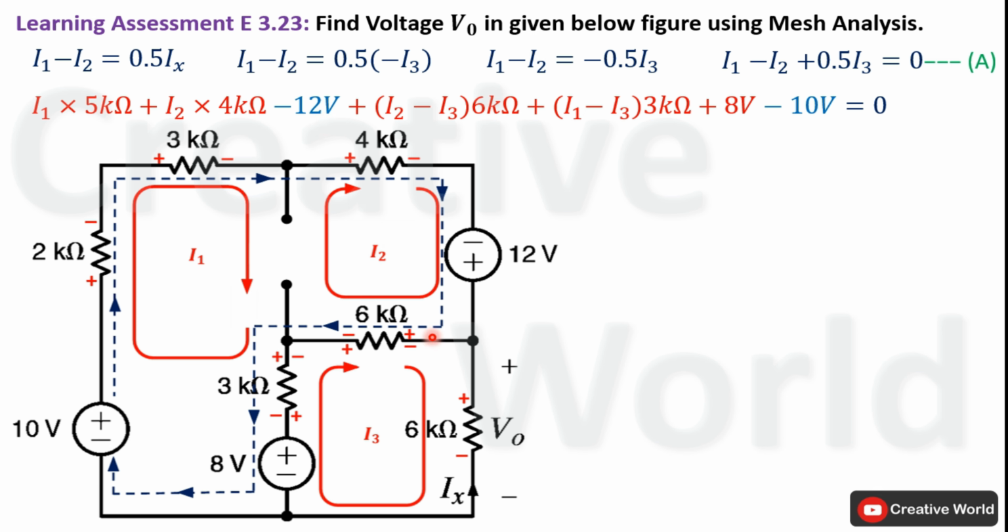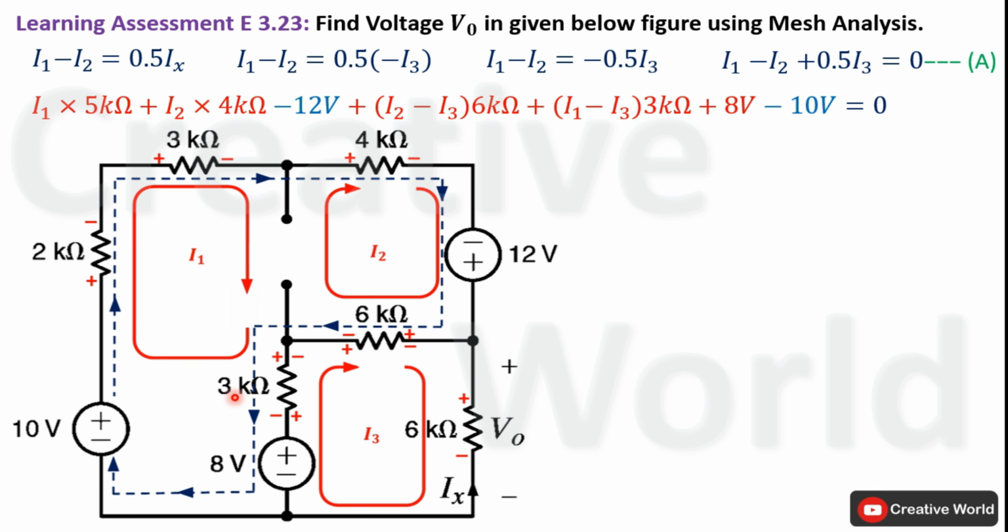Next, current entering terminal is positive, so voltage across this 6 kilo ohm resistance will be taken with positive sign. But for now, two currents are passing through this 6 kilo ohm resistance, and both are in opposite direction to each other. I2 is passing from right to left, while I3 is passing from left to right. And because we are in second mesh, so current I3 will be subtracted from I2. Voltage across this 6 kilo ohm resistance will be equal to the difference of these two currents, I2 minus I3, multiplied by 6 kilo ohm.